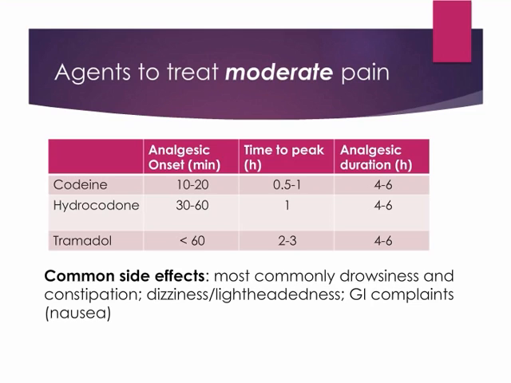The common side effects of codeine and hydrocodone would be drowsiness, constipation, dizziness or lightheadedness, and GI complaints. So I think you're going to notice a common theme that all of these agents for moderate and severe pain have very similar side effect profiles.